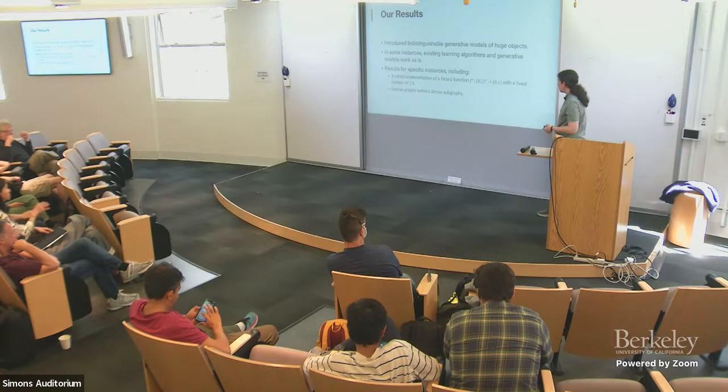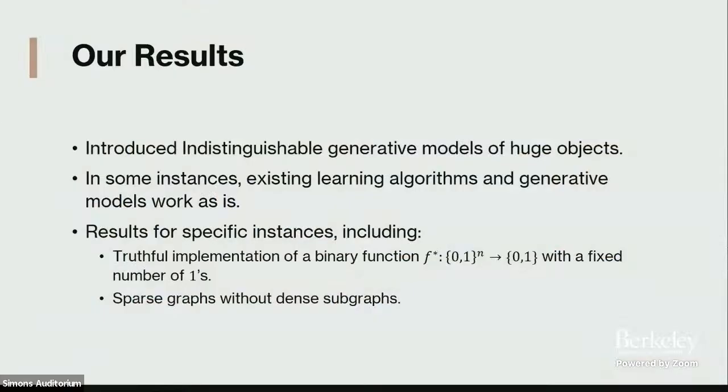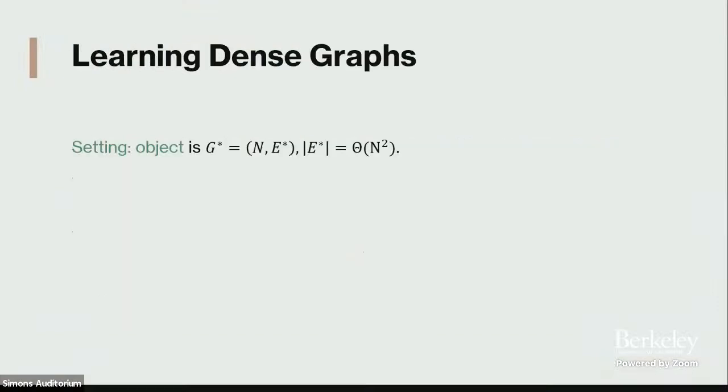Okay, so I'm going to start with existing results and how they just work, which I think we saw quite a lot of, but I'm going to define it. So we have an object, it's a specific dense graph.